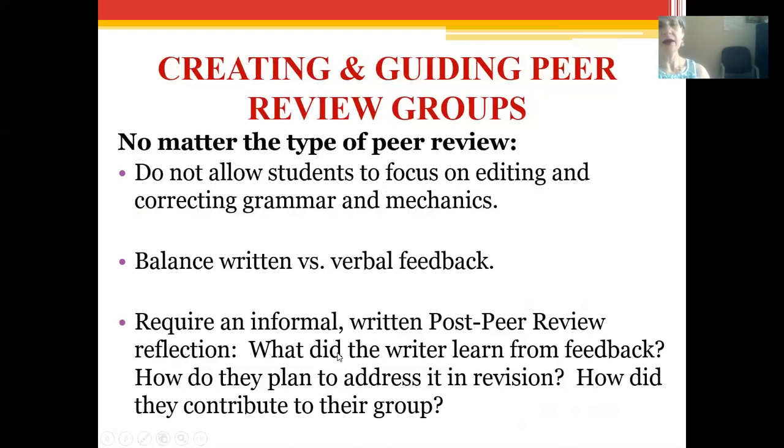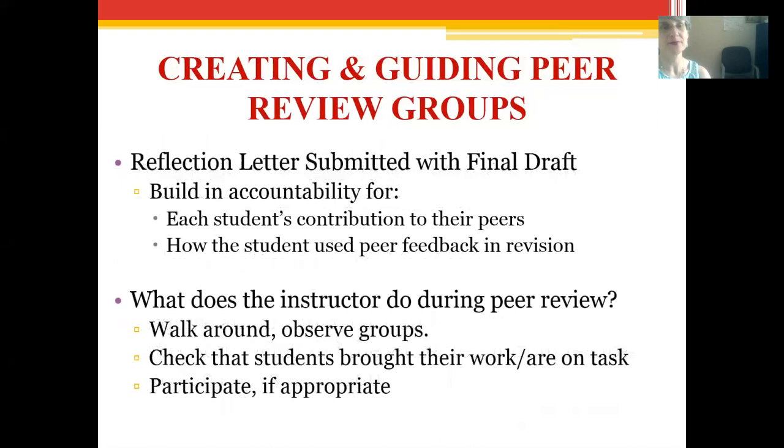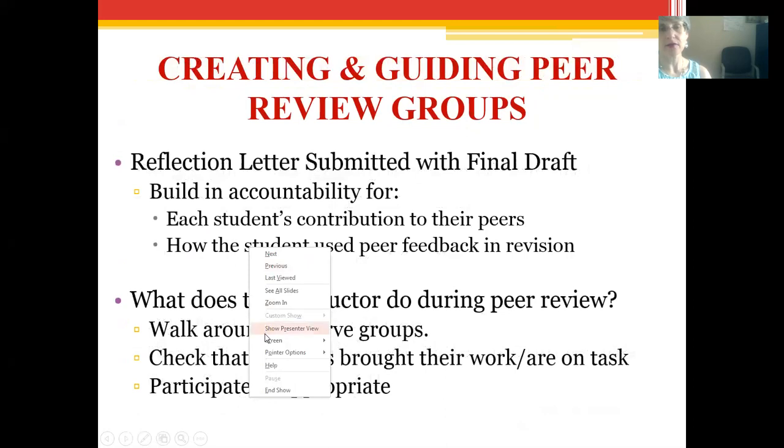Now, here's where I try to close that accountability loop. I make the writer do an informal written post-peer review reflection. So what did this writer learn from the feedback, and how do they plan to address it in revision? What advice did you get? How are you going to use it? And what did you do to contribute to your group? They have to use this reflection in their cover letter to me, or their reflection letter to me, with the final draft. So when you turn in this reflection letter with the final draft, you build in this accountability for each student's contribution to their peers and how they used peer review in their revision.